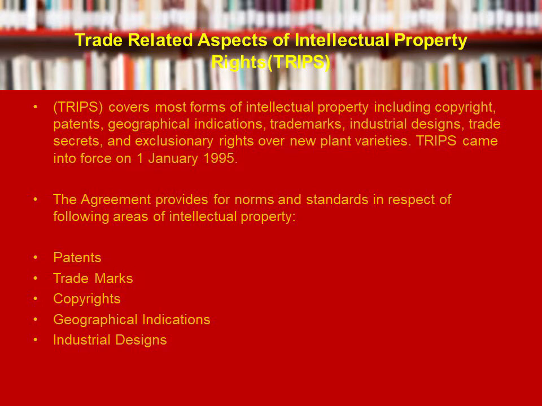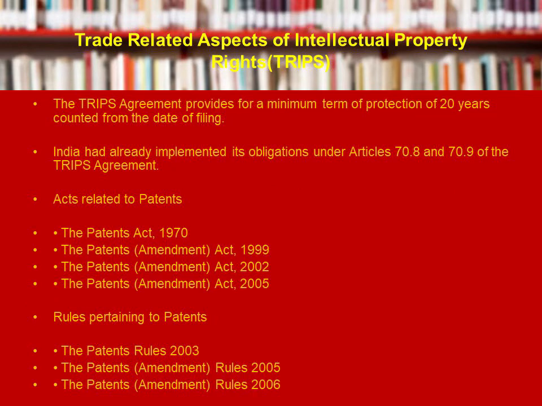The agreement provides for norms and standards in respect of following areas of intellectual property: patents, trademarks, copyrights, geographical indications, industrial designs. The TRIPS agreement provides for a minimum term of protection of 20 years counted from the date of filing. India had already implemented its obligations under Articles 70.8 and 70.9 of the TRIPS agreement.